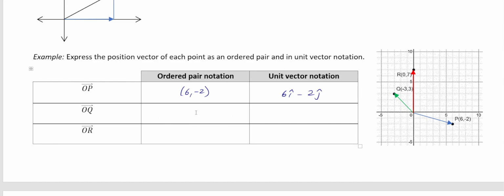So try doing the ordered pair and the unit vector notation and see if you can get it yourself. Just hit pause and see if you can figure it out, and then the answer will show up. Okay, and there it is, negative 3, 3, negative 3i cap plus 3j cap. All right, and the final vector. And there's the answer for vector OR.